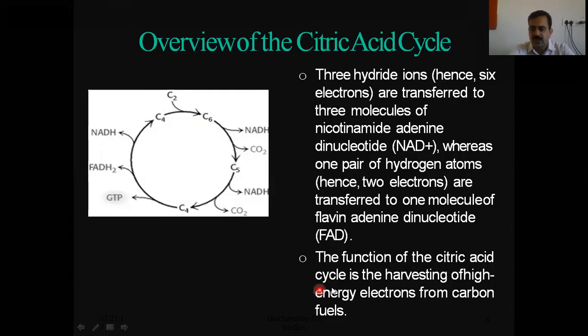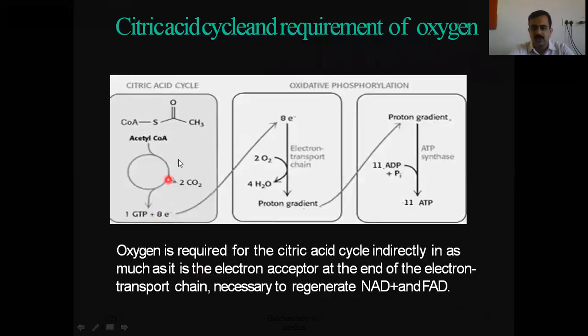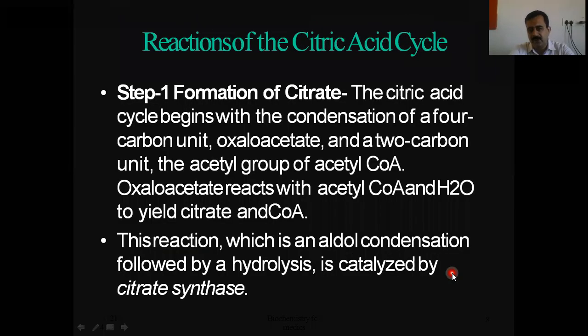The function of the citric acid cycle is harvesting of high energy electrons from carbon fuels. From the citric acid cycle through oxidative phosphorylation, ultimately 11 ATP are generated if the acetyl coenzyme A runs through the citric acid cycle. Oxygen is required for the citric acid cycle indirectly, as it is in electron transport. The end of the electron transport chain is to regenerate NAD and FAD.